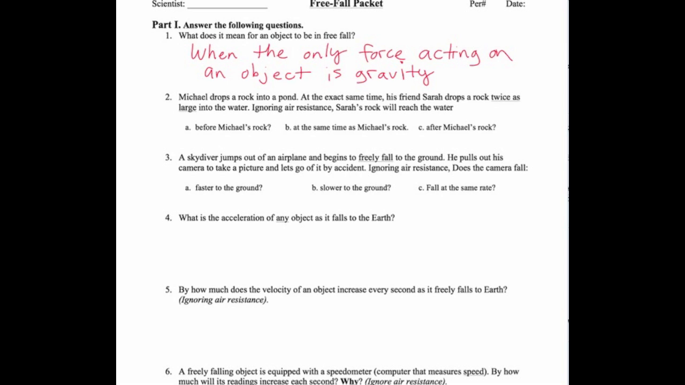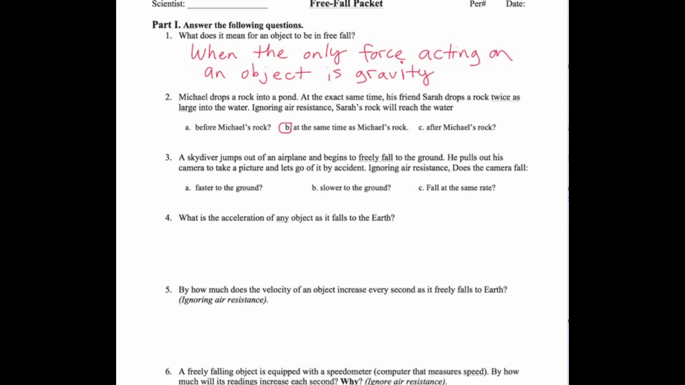When an object is in free fall, that means the only force acting on it is gravity. We know that the mass has no effect on how fast an object falls when in free fall, ignoring the effects of air resistance. So if Michael drops a rock into a pond and his friend Sarah drops a rock twice as large, both rocks will hit the ground at the same time.